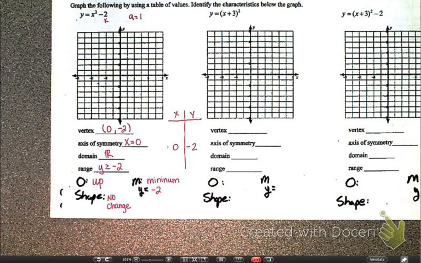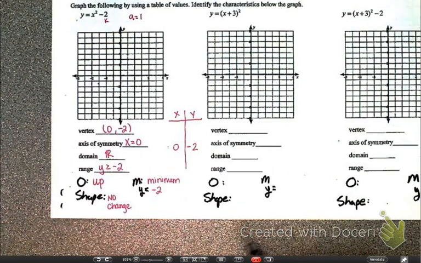And what did we learn about the graph around the vertex? What do we know about the points around the vertex? They're the same. They're symmetrical. So as long as you pick the correct points, you're good. So let's pick 2 points above and 2 points below.